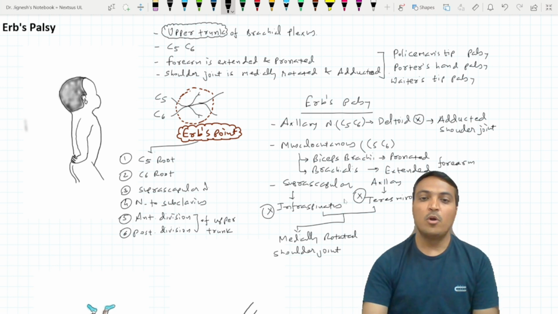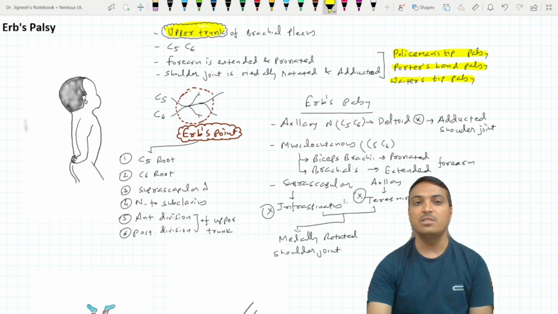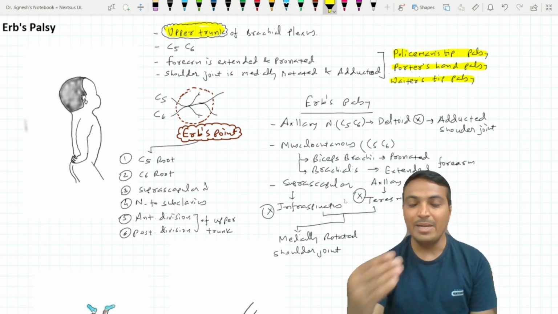So this is a very important clinical anatomy concerned with the brachial plexus, where you have to remember this is going to occur by the injury to the upper trunk. And the palsy is called policeman's tip palsy, or it is also called waiter's tip palsy, or porter's hand palsy. So there are different names of this palsy, and in examination you can be asked with any name of this palsy.